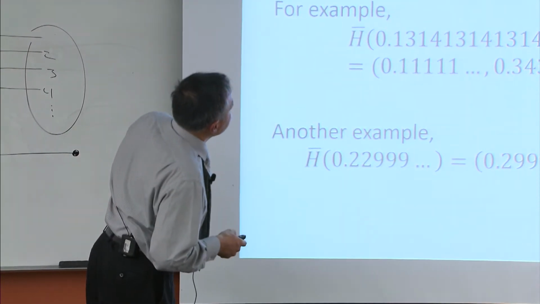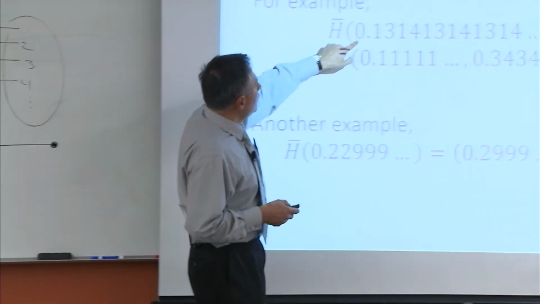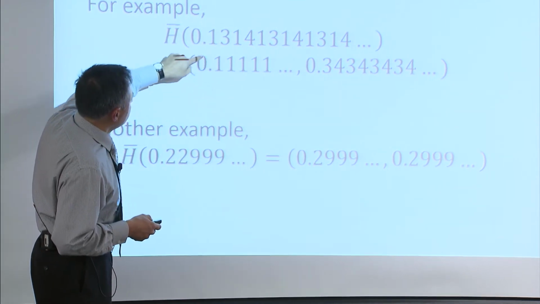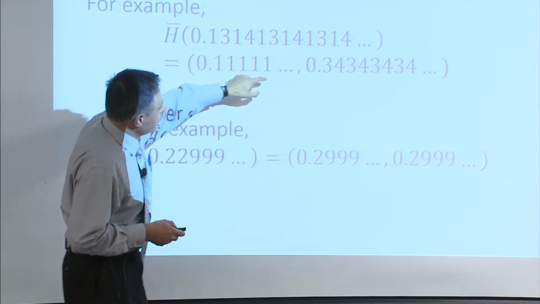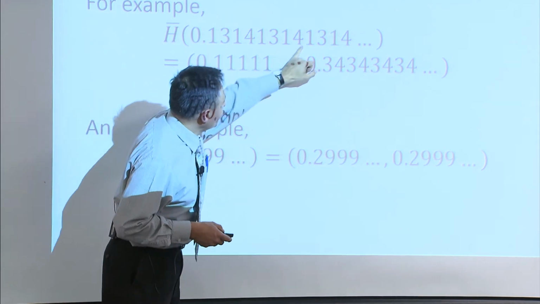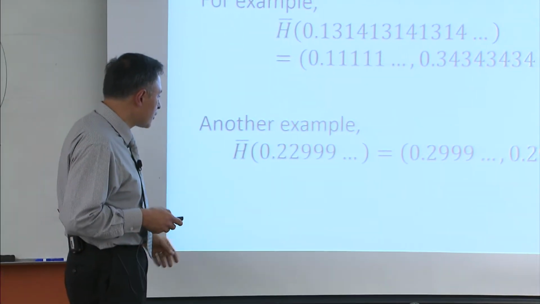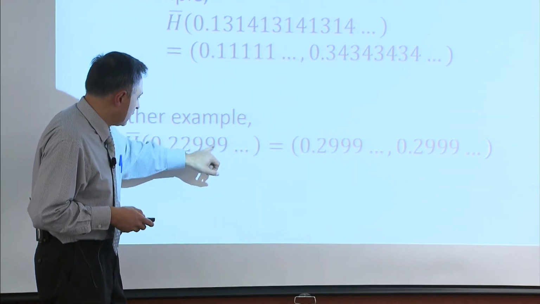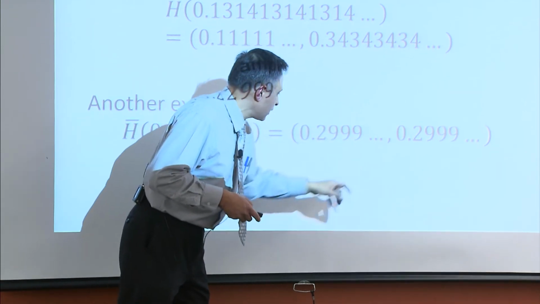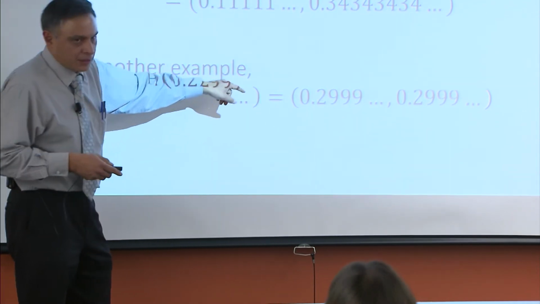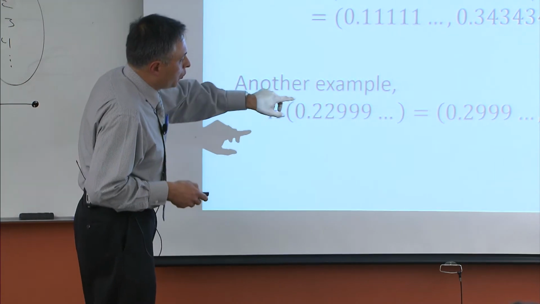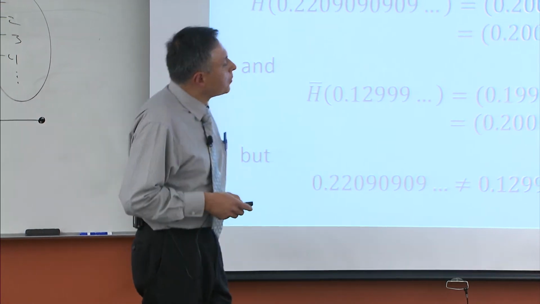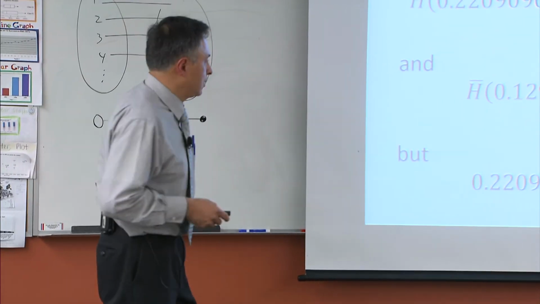The first attempt, for example, 0.13141314 and so forth is going to be mapped into (0.1111..., 0.3434...). Another example, 0.2999299299... is 2, 9, 9, 2, 9, 9, and so on, with the other 9s, which is equal to 0.3 and 0.3, by the way. Okay. Unfortunately, this map is not one-to-one. It doesn't work.